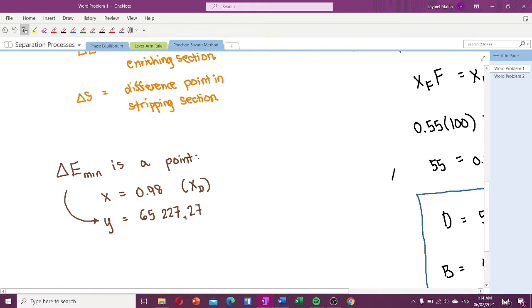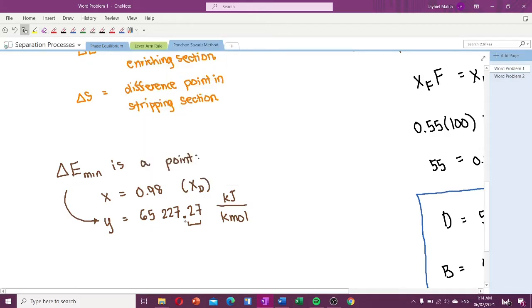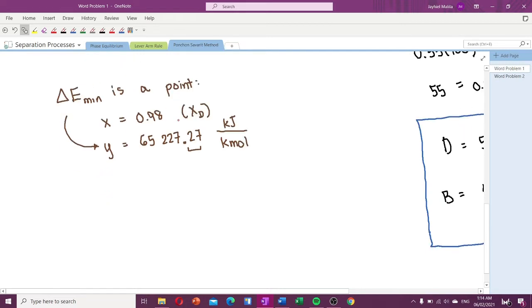65,227.27. It might be too extra on my part to really have a 0.27, but anyway, that's how I calibrated it. It depends on you. I think this value is not really necessary anymore, because if you look at our drawing, we already reported everything in ones digit. I think you can just report it crudely as 65,200. I think that would be much better. So that's the value of my delta E min.